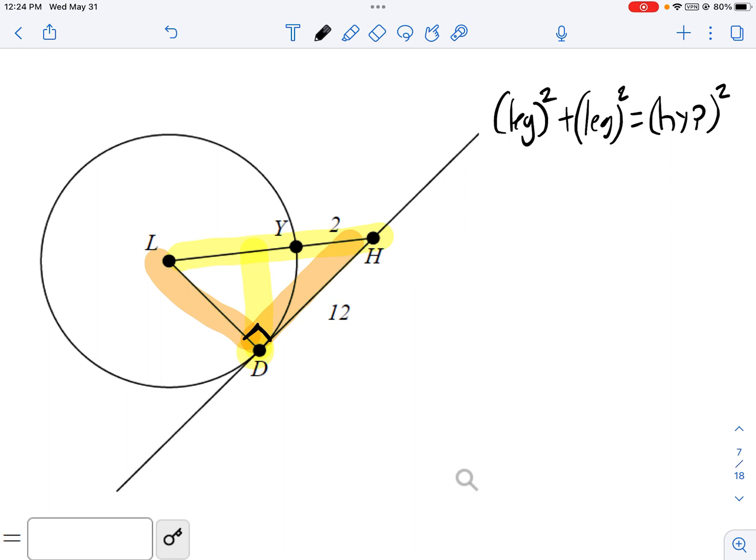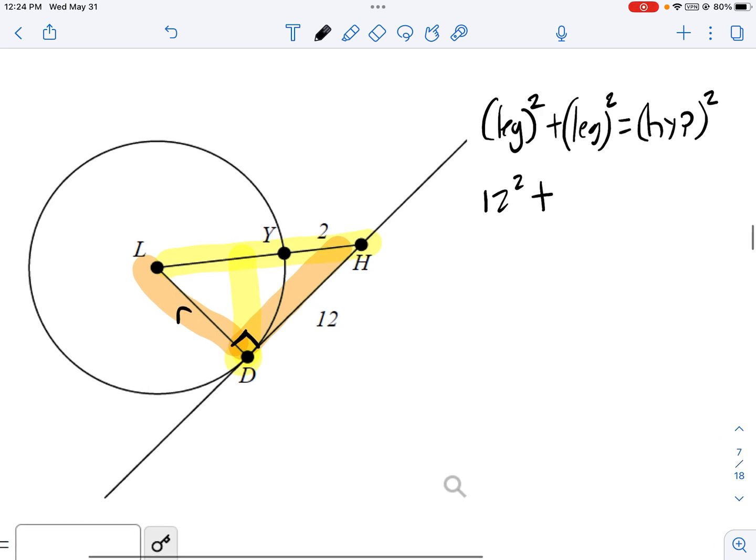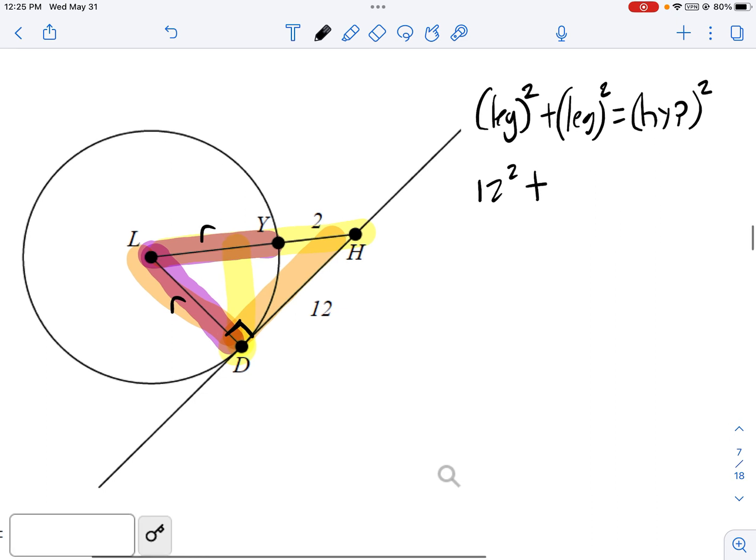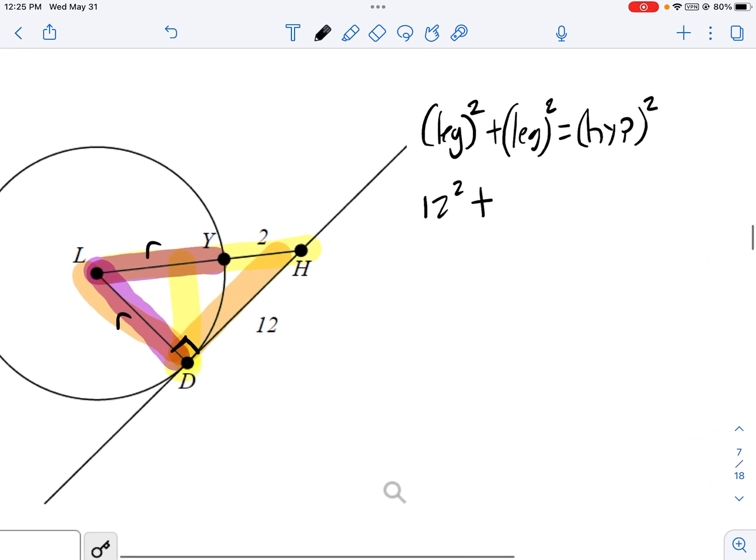Well, think about it. We have at least one leg, that's 12 squared, plus, do we know what the other leg is? No, we don't. But that's okay. We know that this is going to be a radius, right? Well, question, if this is a radius from L to D, what's the distance from L to Y? Isn't that also just a radius? So that actually tells us our other leg, that's going to be our radius squared, and we're also going to know our hypotenuse, because that's our radius plus the 2. That whole thing combined is our hypotenuse.